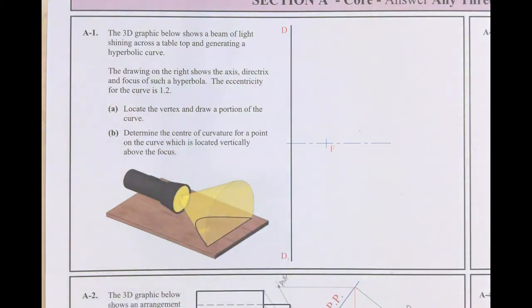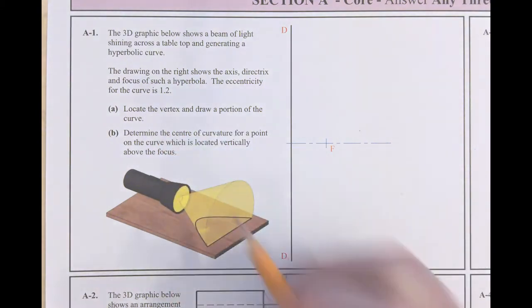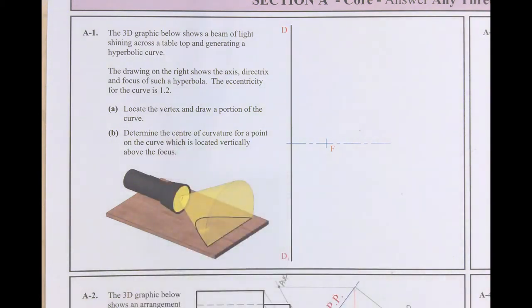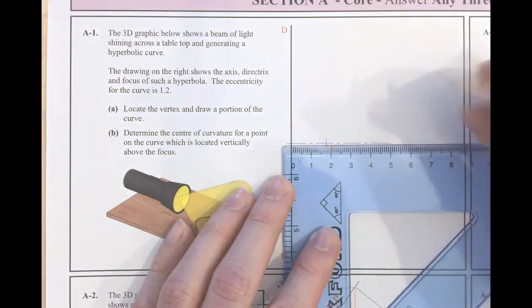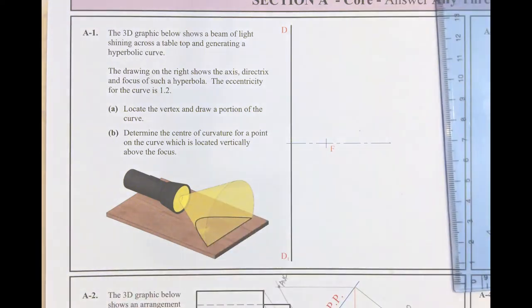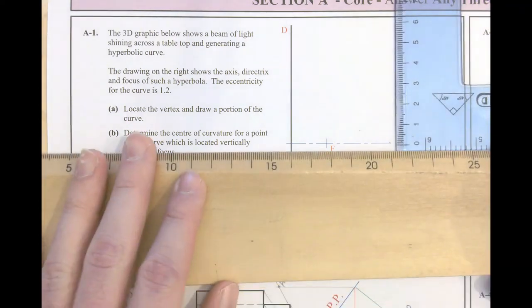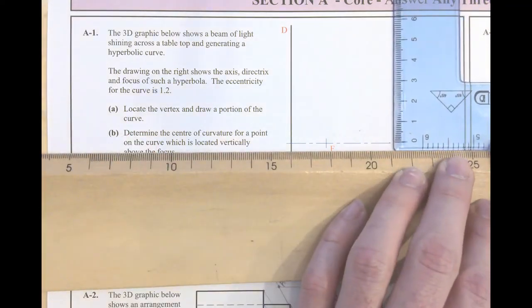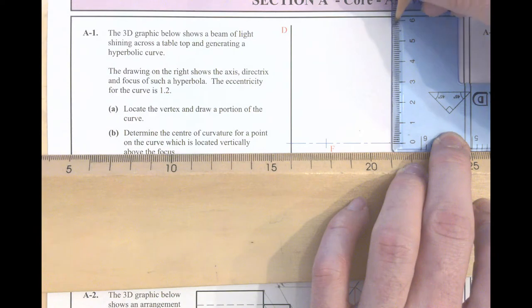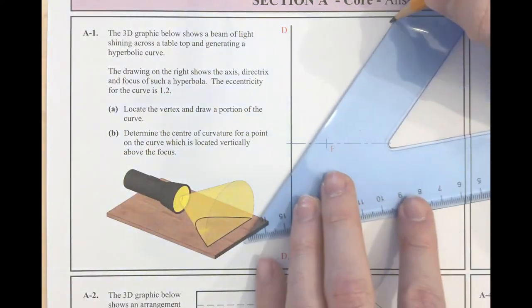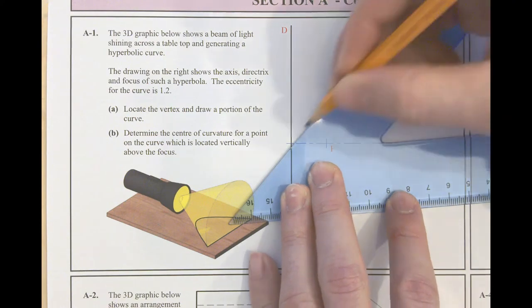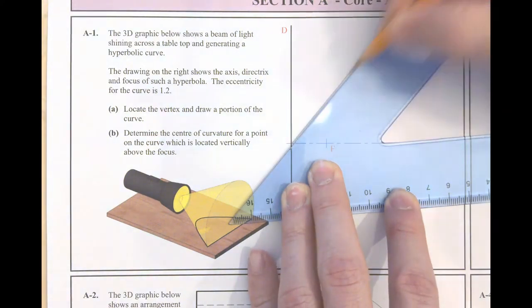So if it's greater than 45 degrees and 1.2 is a fraction of 6 over 5, I'm going to be measuring out 5 and up 6. So I can measure out 5 centimeters and go up 6 centimeters to get the angle of the eccentricity. So that's my point there. So that'll be my eccentricity line now going up.